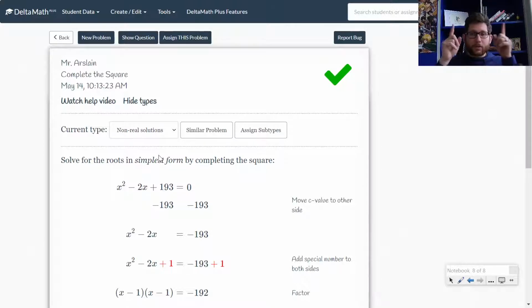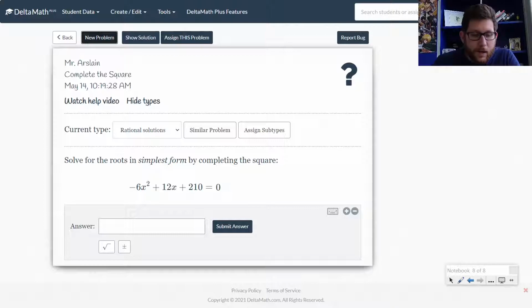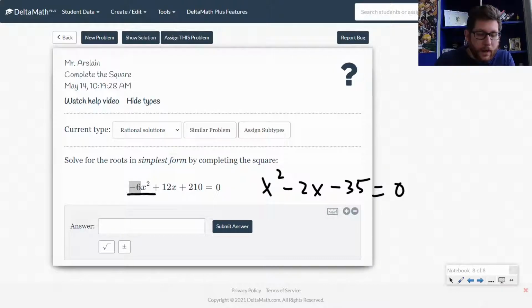Oh, one last thing. Almost forgot. I mentioned, what do you do if you get an a value that's not equal to 1? Well, let's go ahead and find one here. So let's look at something like this. What would I do? Well, I would take this -6 and I would divide it out of all 3 terms, okay? So in this case, I would rewrite this as x squared minus 2x, and then -210 divided by -6, that's going to be 35. Minus 35 is equal to 0. So notice I divided this side by -6, and since it's 0 on the other side, I can divide that by -6, and then I would go ahead and solve from there.